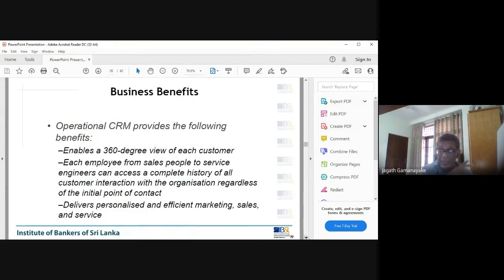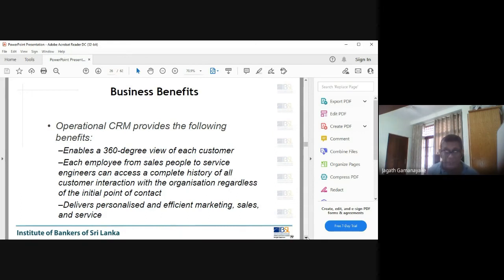We discuss that CRM is a 360 approach. Therefore, operational CRM supports these activities. How can you look at the customers from a 360 angle, right? Each employee, from salespeople to service engineers, can access the complete history of all the customer interactions with the organization, regardless of the initial point of contact. Now that's the important thing.